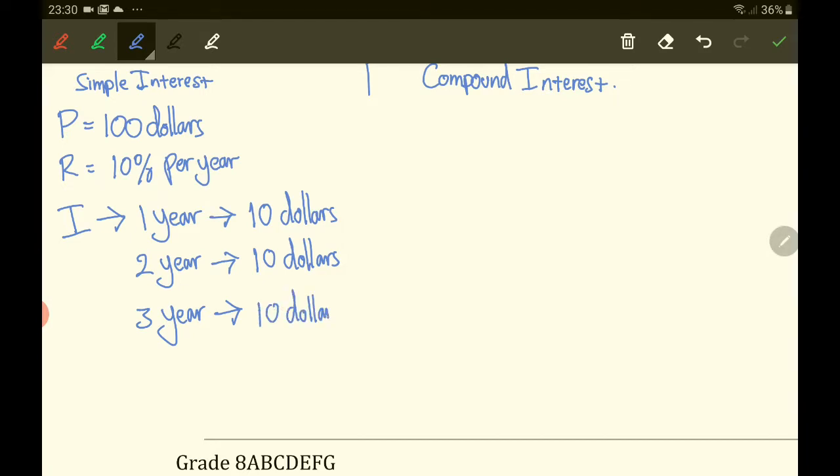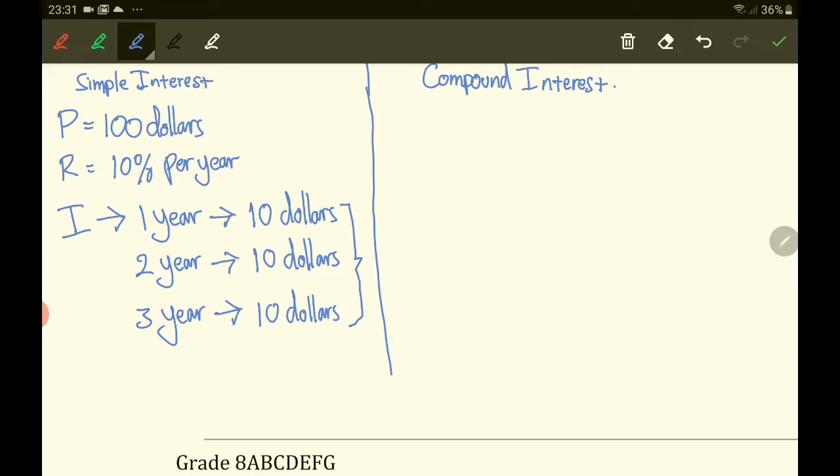So you get $10. After you deposit your $100 in the bank, after 3 years you will get extra $30. Got it? So the extra $30 means the interest is $30. Okay, that's simple interest. Now we discuss compound interest.